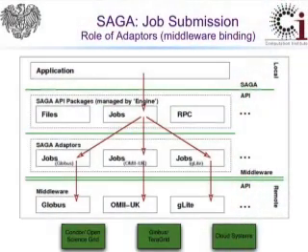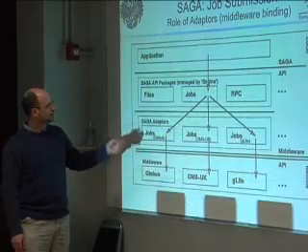So we have an application, we have an API layer that has abstractions that are exposed to the application, so files, jobs, remote procedure call, other things. The application writes to this API and it doesn't know what's underneath. It just knows the API. And so the idea is that this enables the application to be written in a way that it works on a variety of different middlewares.